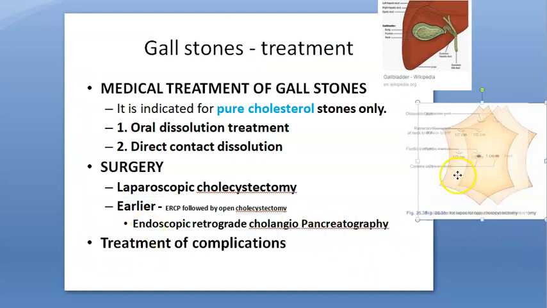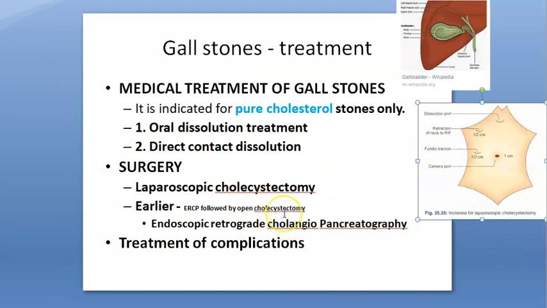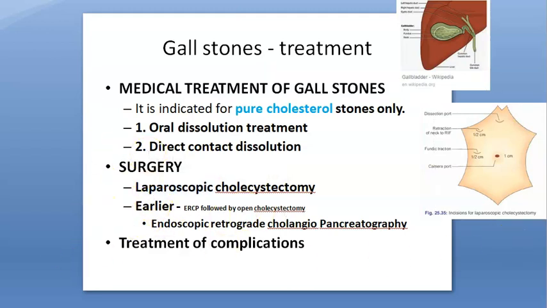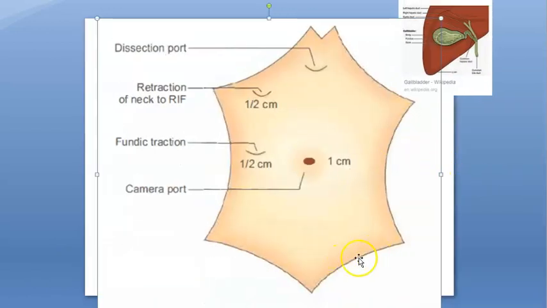ERCP. Okay. So that's what they were doing, followed by the open cholecystectomy. So open the abdomen and remove the gallbladder. But nowadays you don't do all that. You do laparoscopy. Very good. So let's look at the procedure. They have shown here some diagram as to where they'll make the incisions for laparoscopic cholecystectomy.